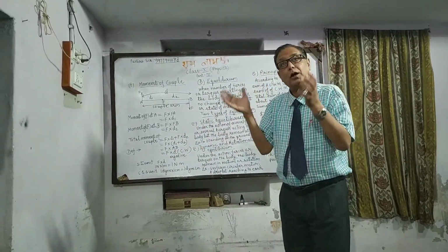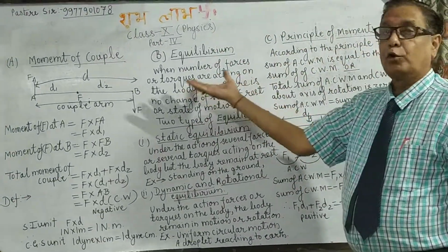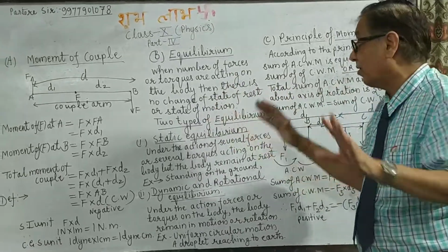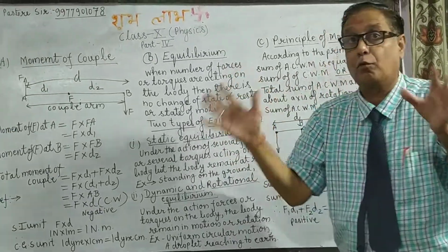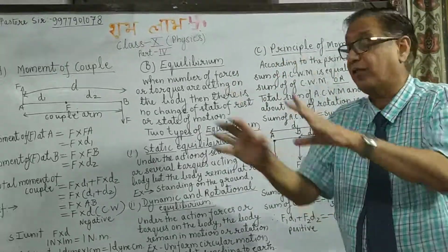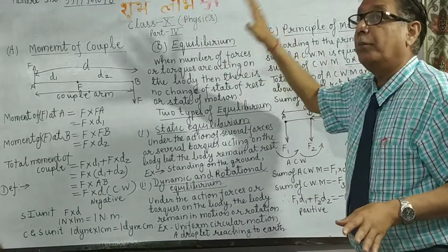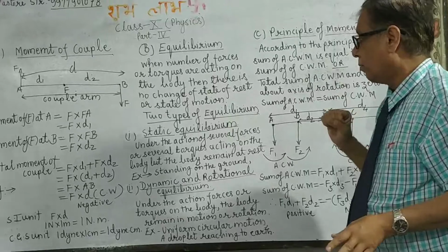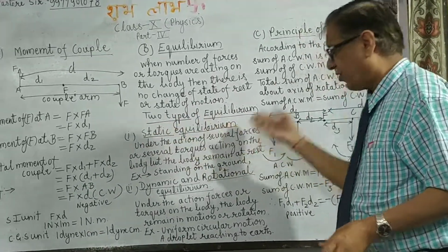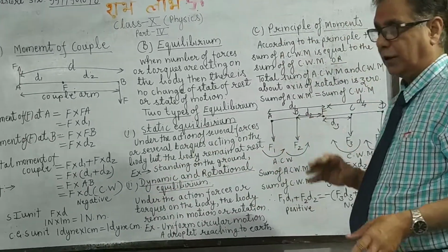That is called equilibrium. So in a general way, when a number of forces or torques are acting on the body and there is no change in its state of rest or state of motion, state of motion meaning translatory motion, curvilinear motion, rotational motion, then we say that there is equilibrium in the body. So two types of equilibrium are there. The first one is static equilibrium and the second one is dynamic or rotational equilibrium.